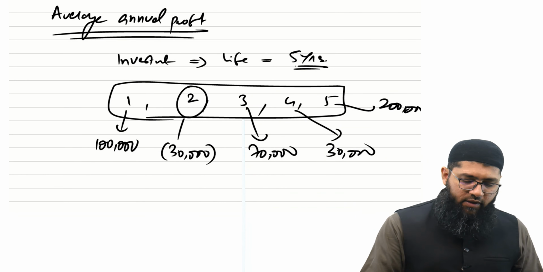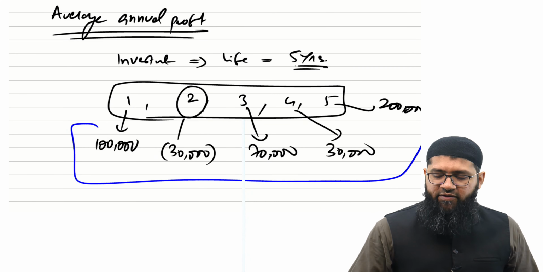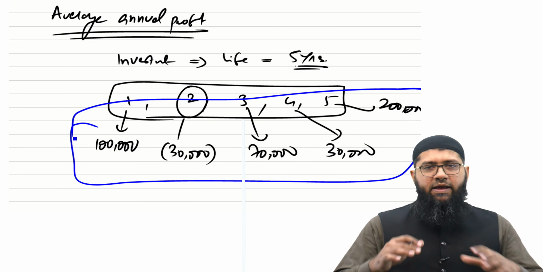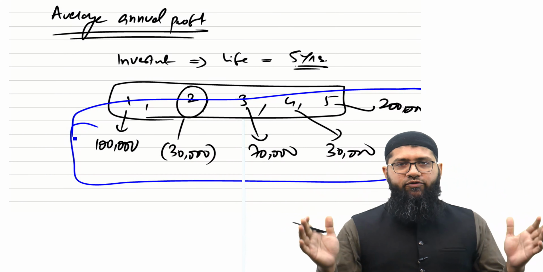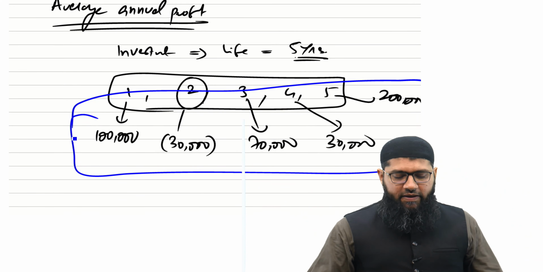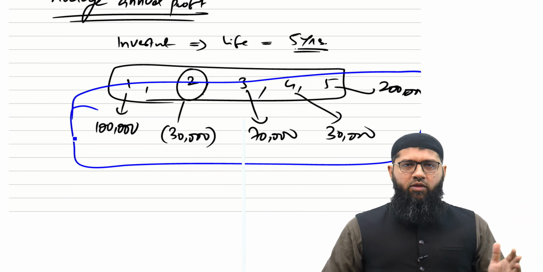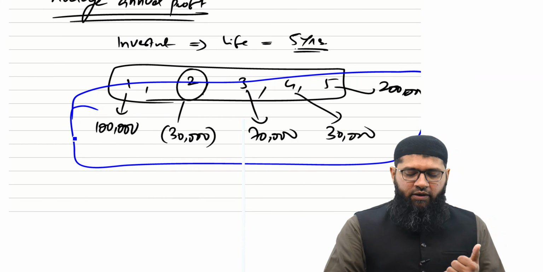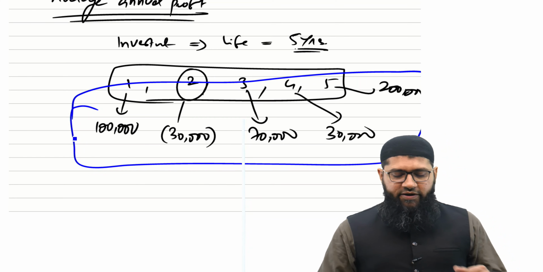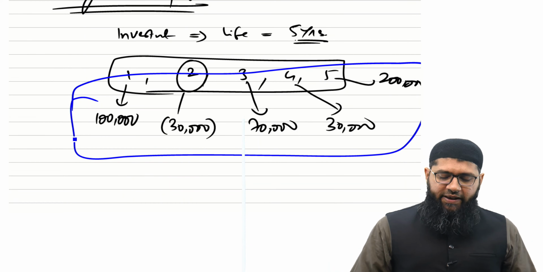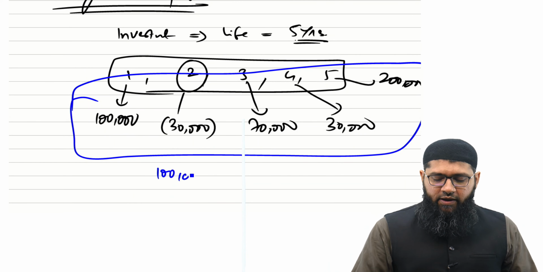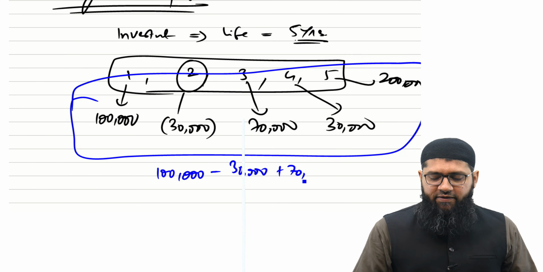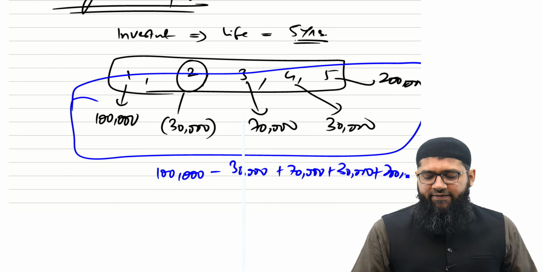You're going to say that in order to calculate the average annual profit, we need to sum up all of them. How do we sum up all of them? You would say 100,000 positive, 30,000 negative, 70,000 positive, 30,000 positive, and then 200,000 positive. So resultingly, what are you going to get? You're going to say 100,000 minus 30,000 plus 70,000 plus 30,000 plus 200,000.